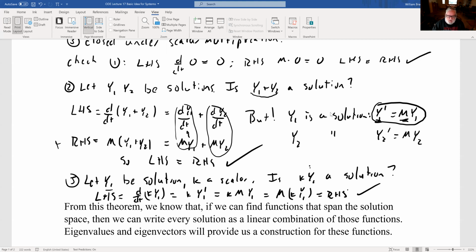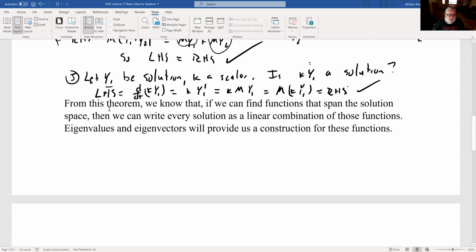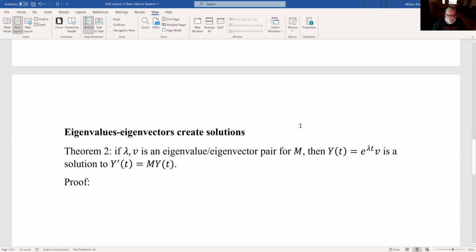If we add two solutions together, we get a solution. So if we can find functions that span the solution space, then we can write every solution as a linear combination of these functions, right? So the solution space is a subspace. That means it's a span. So if we can find spanning functions, every solution is just a linear combination, k1 y1 plus k2 y2, of these functions. And we can get these functions through eigenvalues and eigenvectors.